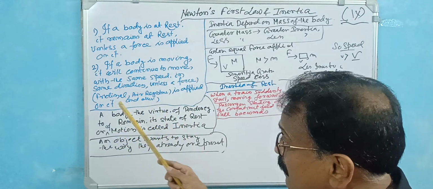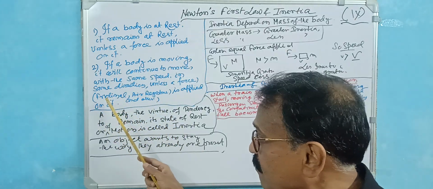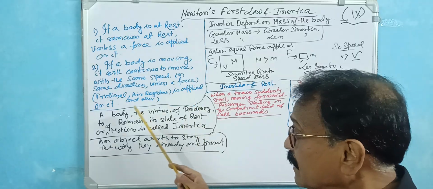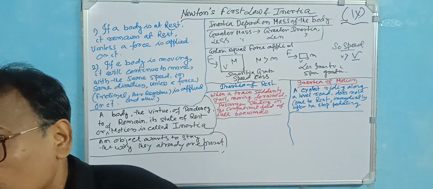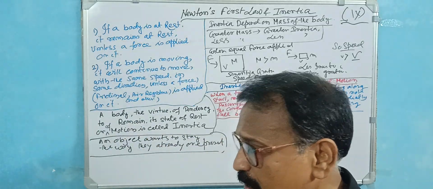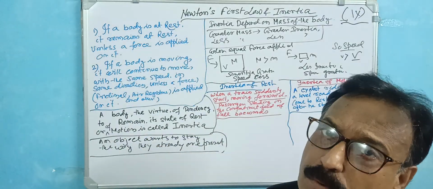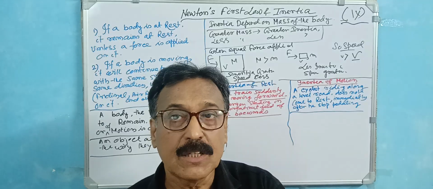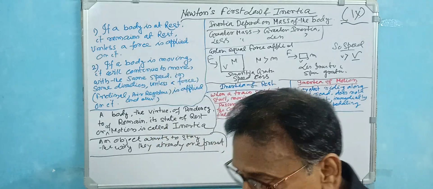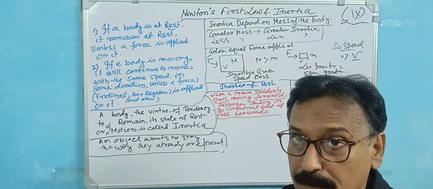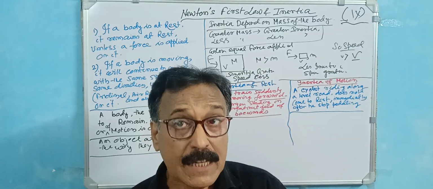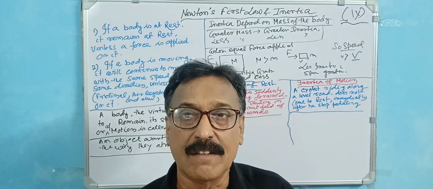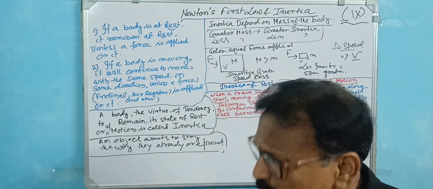And unless means the force acting is the frictional force and air resistance. If you roll a ball, at a certain time it stops, because of the obstruction of the wall. Number one, the friction between the ball and the floor surface, the frictional force is there. Air resistance is there. If you abolish all these things, that is not an ideal condition.